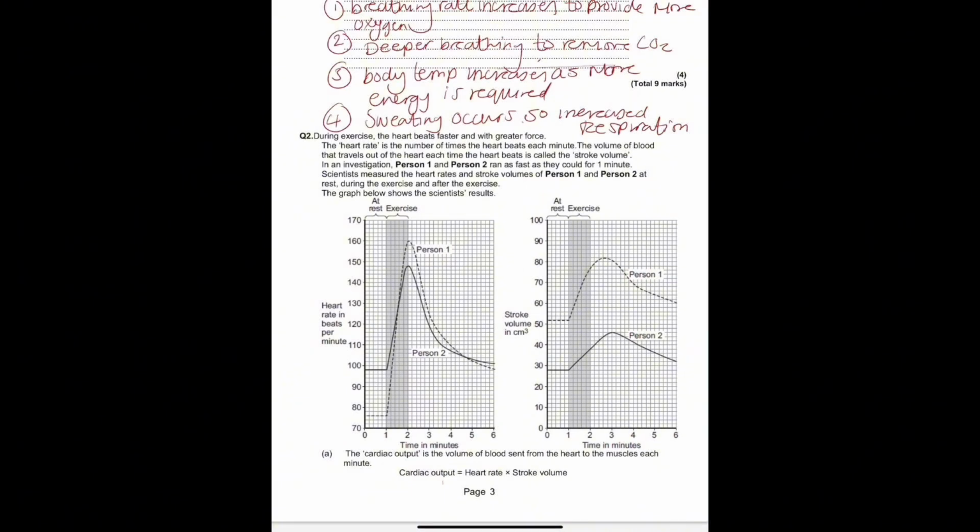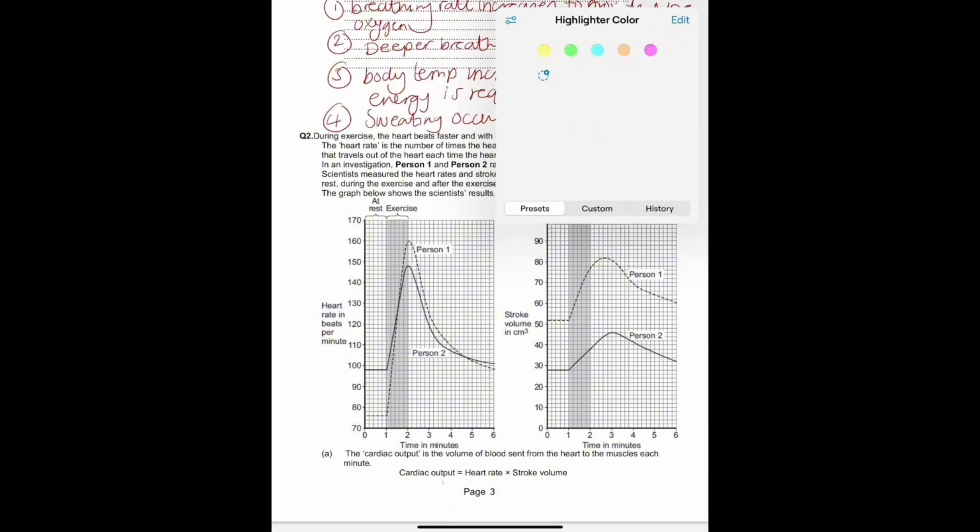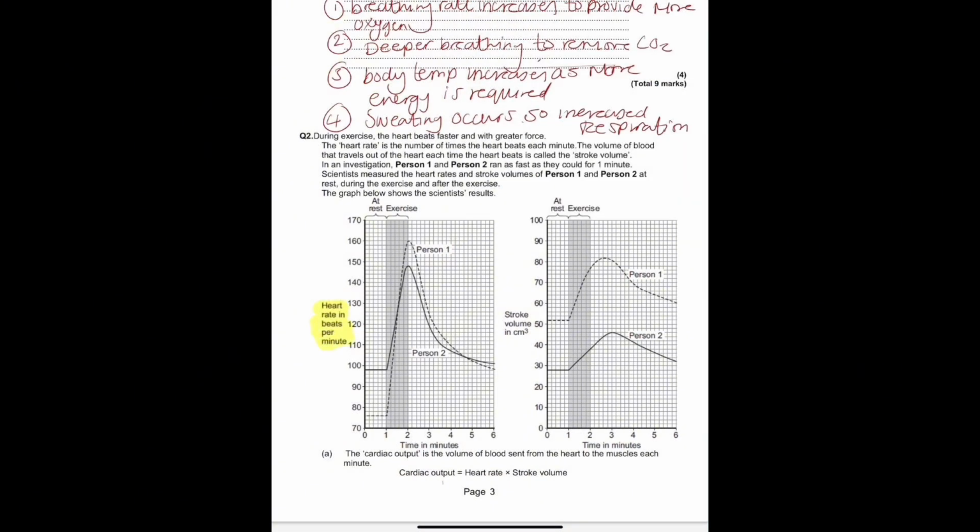So here, the first graph that we have is the heart rate. I'm just going to get my highlighter on. This is the heart rate, and then the next one is the stroke volume, represented by the green. Okay, I would really advise you to take highlighters into the exam. It really does help. Right, so let's get started with the question.